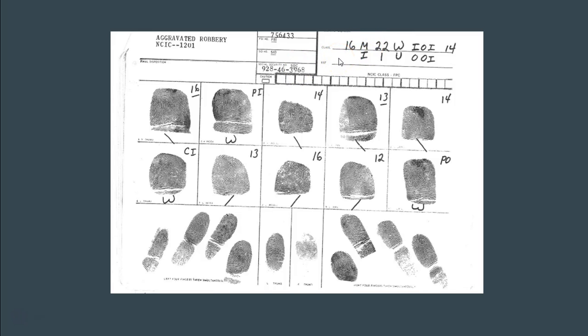So if it's a loop, use your cheat sheet. If it's a whirl, simply bring up the tracing. So the major is pretty easy.